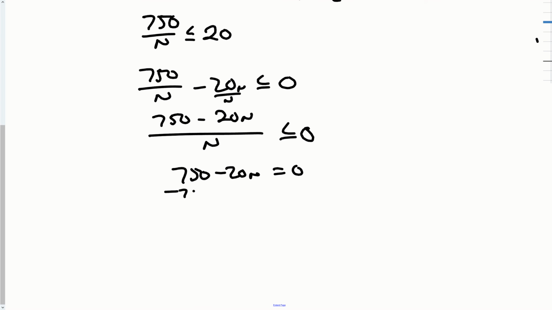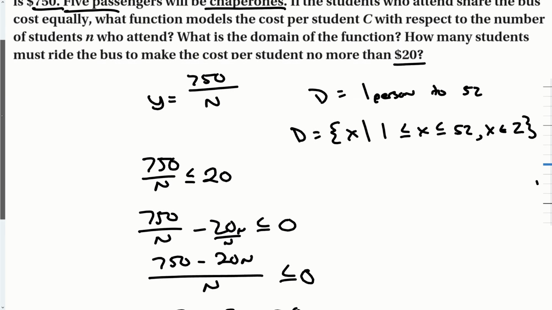And so I just subtract 750 from both sides, and we get that n is 37 and a half. So that's my sort of middle point. If I want the cost to be less than this, then I need more people. So that means I need at least 38 people. So that's the algebraic way to solve it.